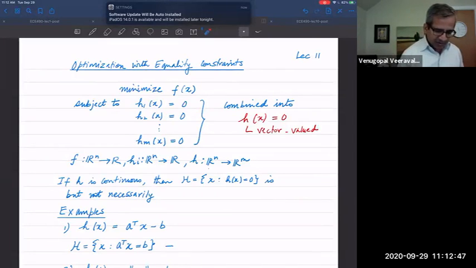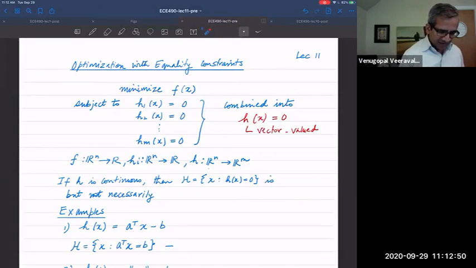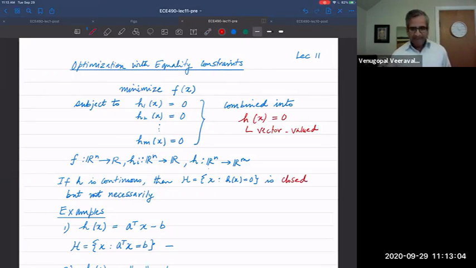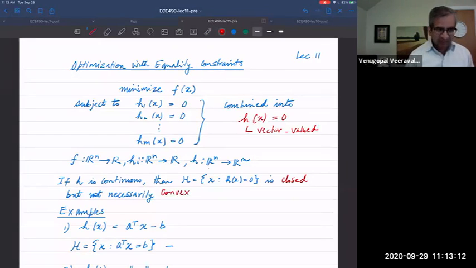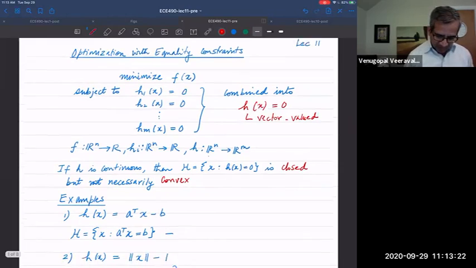And in fact, you're going to show this in your, if you don't already know this, that's the first homework problem in homework 3, which if you have started, you should have shown this. It's very easy to show that this is a closed set. But not necessarily convex. So we can't apply the machinery that we talked about in the last class. It's closed, but not necessarily convex. So h(x) equal to 0 gives you a closed set, but it's not necessarily convex.